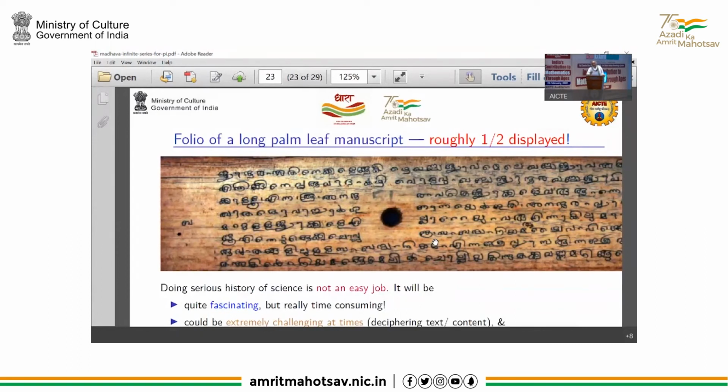So the point I wanted to drive in was, doing serious history of science is not an easy job. Even to decipher something from the manuscript and then present it is one tough thing. Then interpreting is a second level of thing. It could be fascinating, but it would be really, really challenging and time consuming. Deciphering is a problem, content is a problem.